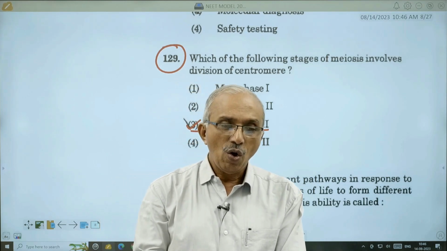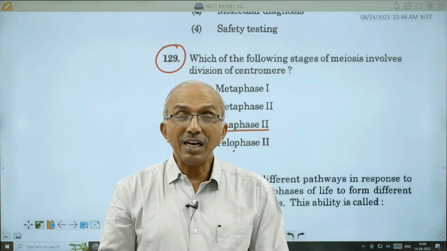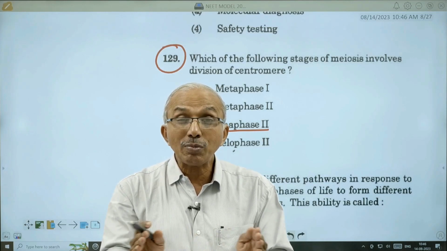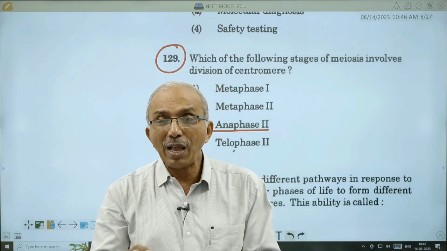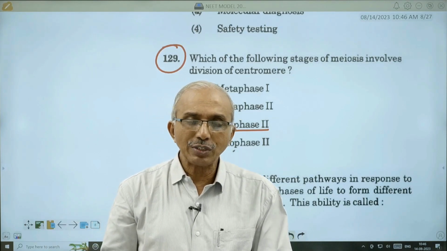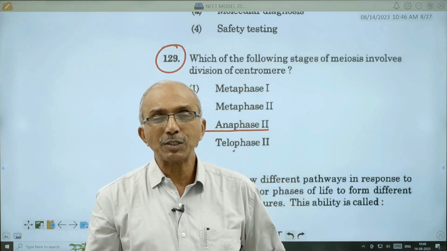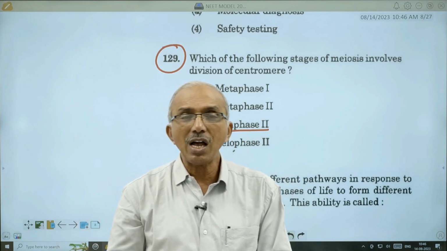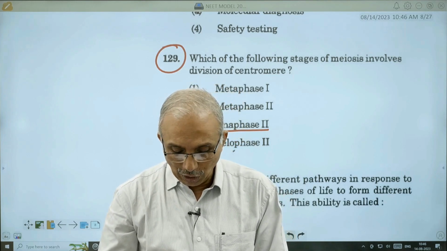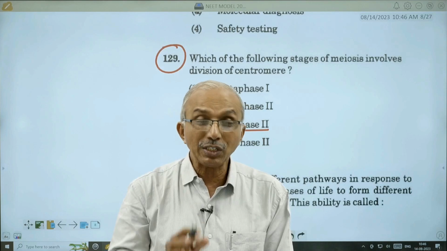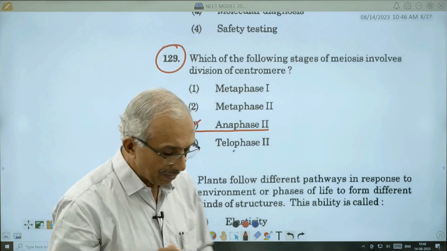But in anaphase 1 of meiosis, there is no centromere splitting. The homologous chromosomes separate and move to the opposite poles. In anaphase 1, there is no centromere splitting. In anaphase 2, there is centromere splitting.